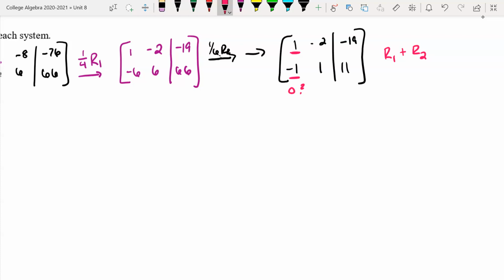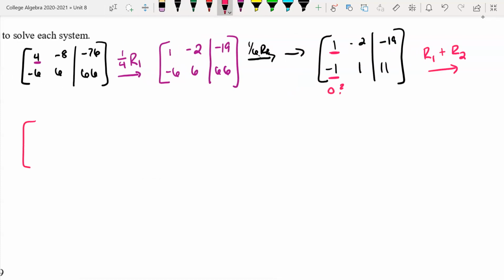So when you do that, remember, row 1's not going to change, so it's going to become 1, negative 2, negative 19 still. Row 2 is going to become 0, because 1 plus negative 1 is 0. Negative 2 plus 1 is negative 1. Negative 19 plus 11 is negative 8. So now if you notice, all I need to do is get a 1 here, and then I am done. So I'm going to multiply row 2 by a negative 1.